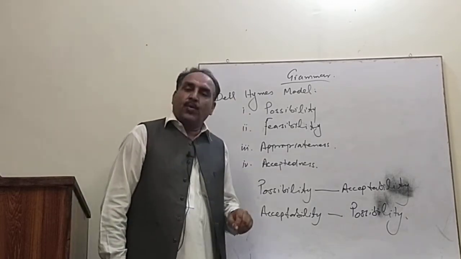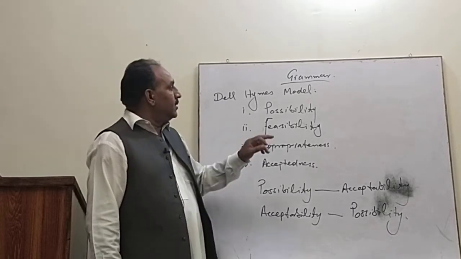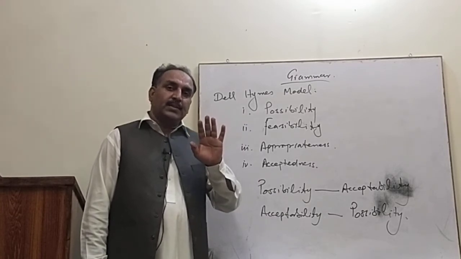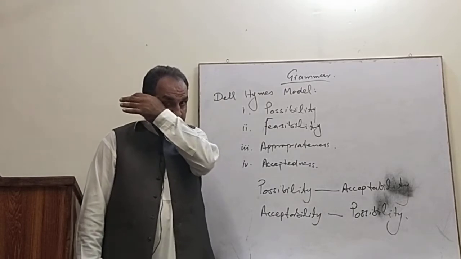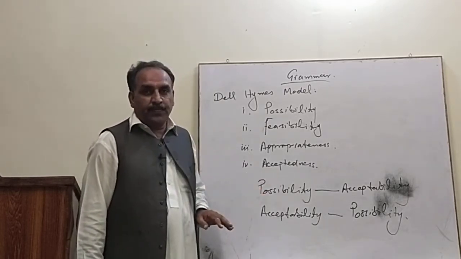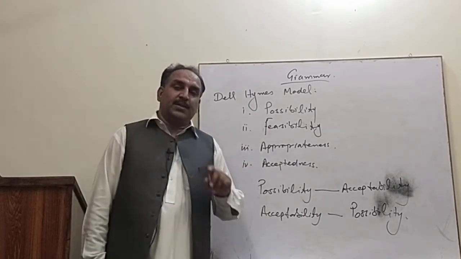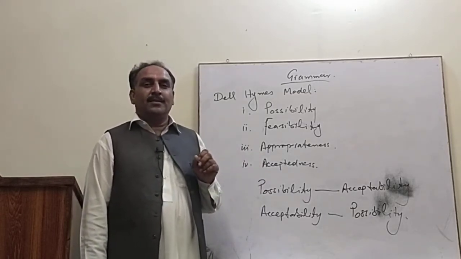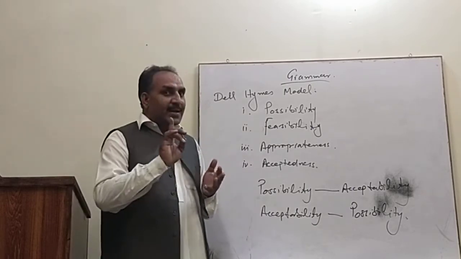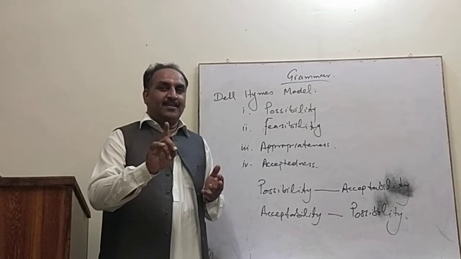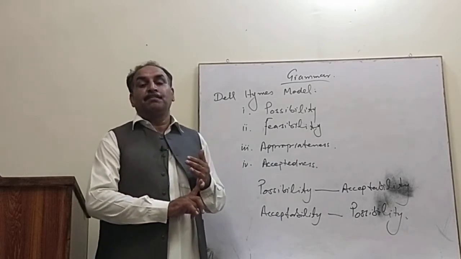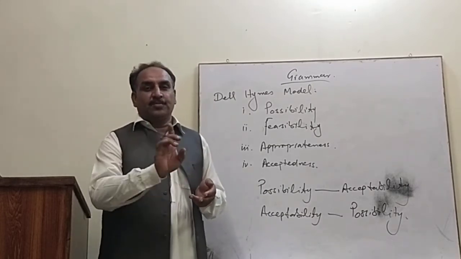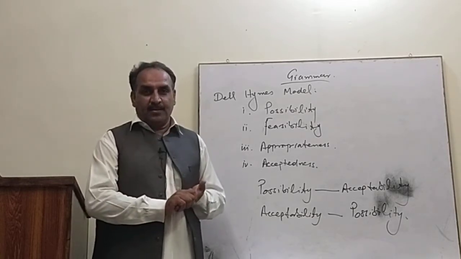Dell Hymes is a very famous linguist, and he says that a word passes through 4 processes to become part of a language. The very first thing is possibility: whether that word is possible in that society. Grammatically that word or sentence may be correct, but it may not be possible in their society. It may be against norms and traditions, so people will reject it and say, no, that is not correct.